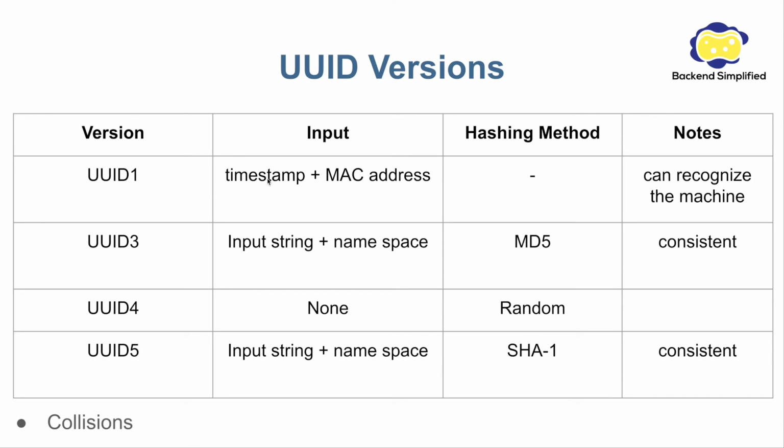Let's say a word about collisions. As you can see here, there is a probability that you will have a collision. For example, in the first version, if you're creating millions of UUIDs on the same machine, you may have a collision. You will try to create the same UUID at the same timestamp, or when we are talking about the fourth version, you can randomly select the same UUID. But the probability of a collision is very low, so it's not considered an issue. But keep in mind that it can happen to you when you are using UUIDs.